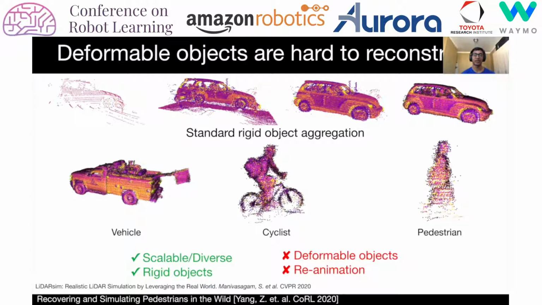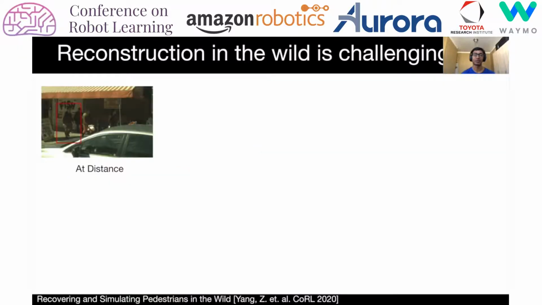Previous asset generation work, such as Lidar Sim, performs simple point cloud aggregation for rigid vehicle objects. This does not work for deformable objects that need to be animated. In this paper, we tackle pedestrian shape and pose reconstruction in the wild.